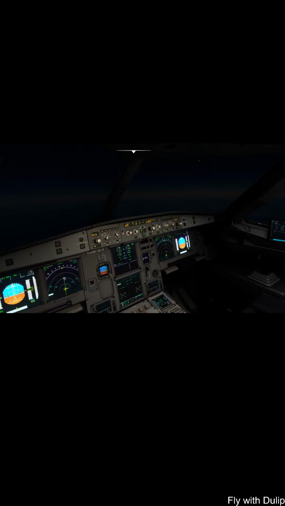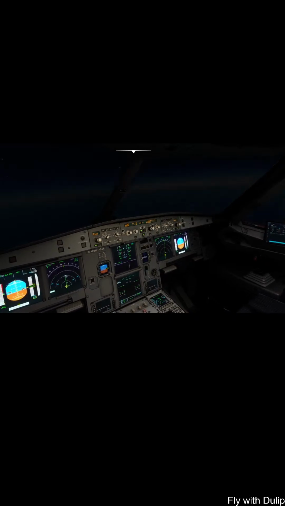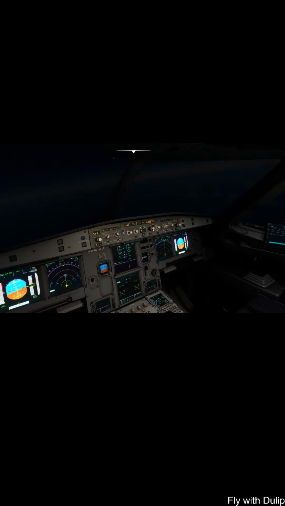So we can descend to flight level 150. Well, let's do this quickly, and if there are no speed restrictions, we can do that. So let's wait and see how this works out to our advantage.